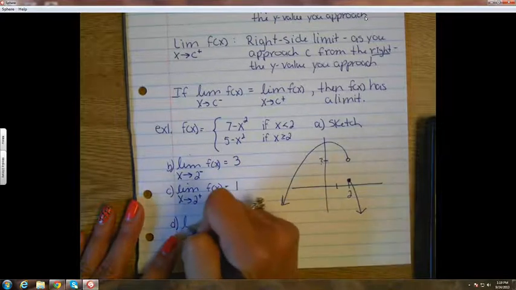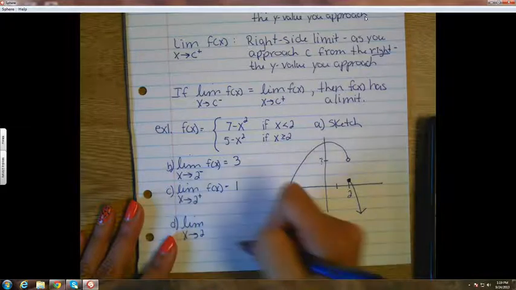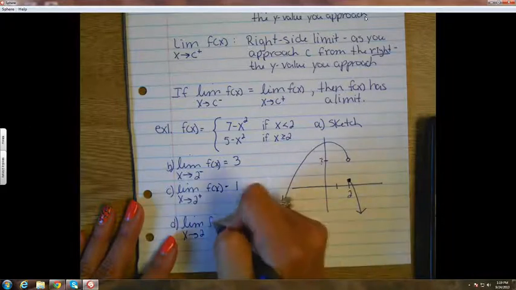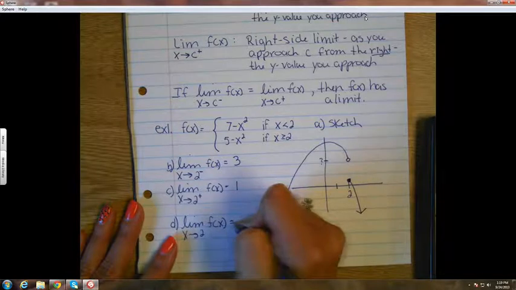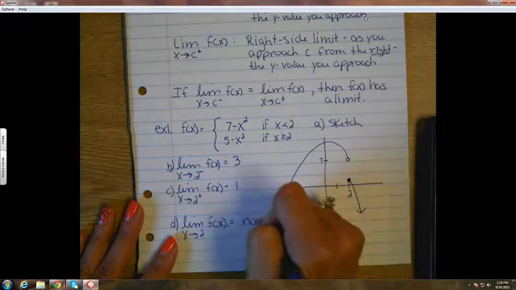What's the limit as x approaches 2 in general? That means from both the left and the right of the function. It doesn't have one because those are different. There is no limit at 2.